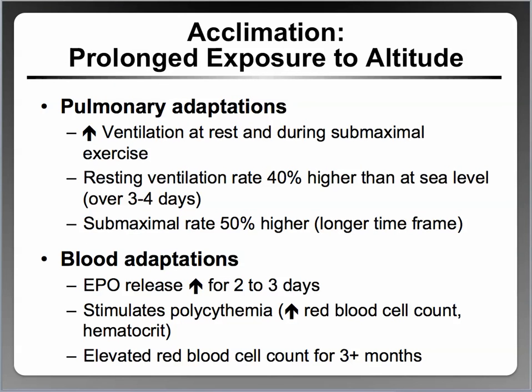So let's talk now about blood adaptations. And so you have erythropoietin that starts to be released from the kidney within the first 3 hours of arriving at altitude, and it continues to be released for the next 2 or 3 days. So there's a significant increase in response to altitude. And as a result, it stimulates a condition called polycythemia. It's the medical term for an increase in red blood cell count. And eventually, due to this adaptation, you have an increase in hematocrit.